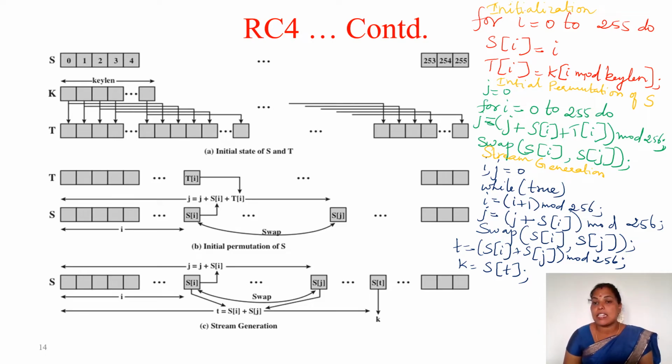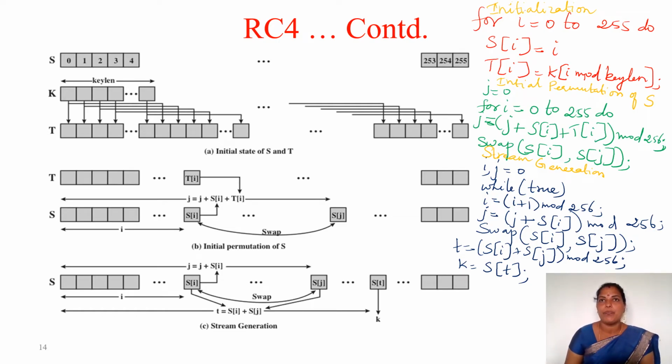Finally, we have the stream generation. Here i equals (i plus 1) mod 256, then j equals (j plus S[i]) mod 256. Here also we perform the swap operation, that is, swap S[i] and S[j]. Then we get t equal to (S[i] plus S[j]) mod 256. Then finally the key K equals S[t]. So in RC4, we perform some computation and then the swapping operations.